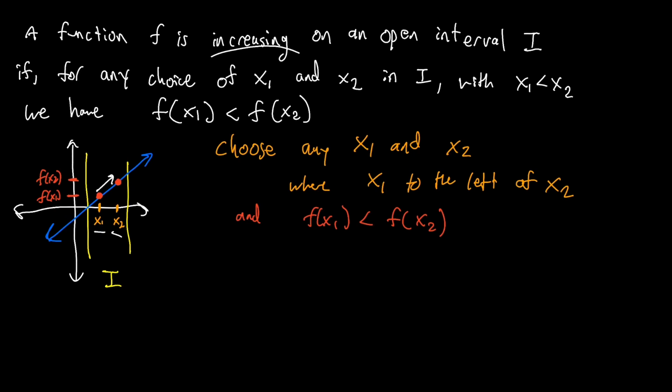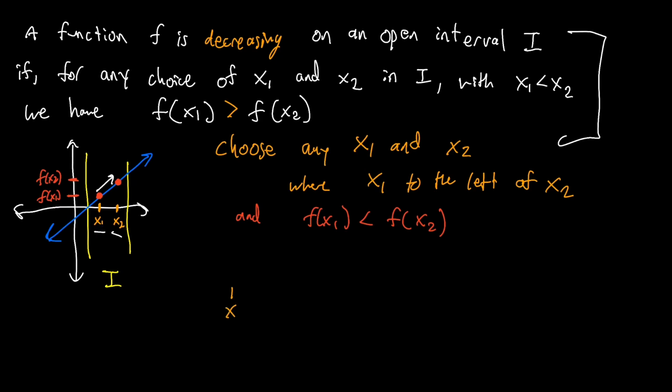Decreasing and constant are very similar. We have this same definition, there are just a few differences. So for a function to be decreasing, we're still going to be looking from left to right, so x1 and x2, where x1 is to the left, except we want to make sure that as we go left to right, our output values are going down. So the output value on the left, we want it to be larger than our output value on the right.